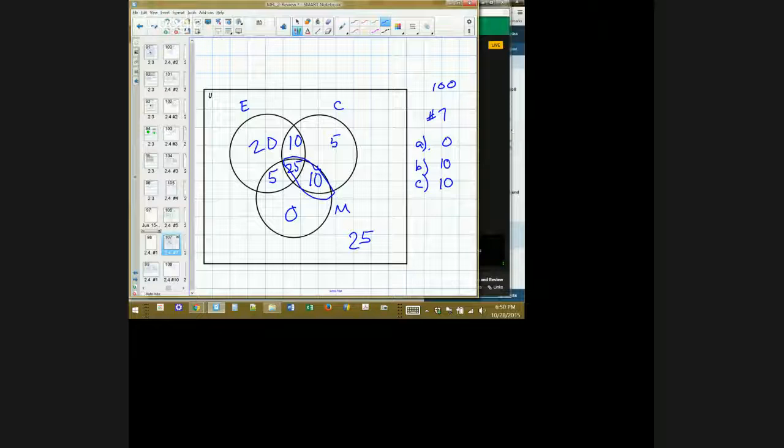The first question on number 7 is, how many students were taking math but not English or chemistry? Yeah, it's that outer part, that's why that's 0. Part B, how many were taking math and chemistry but not English? Math and chemistry but not English, so just the 10 and not the 25 part, right? And then part C, how many were taking English and chemistry but not math? Again, it's this, but it's a different 10, right? That one up on the top there.